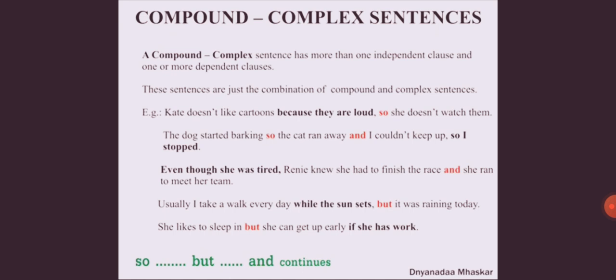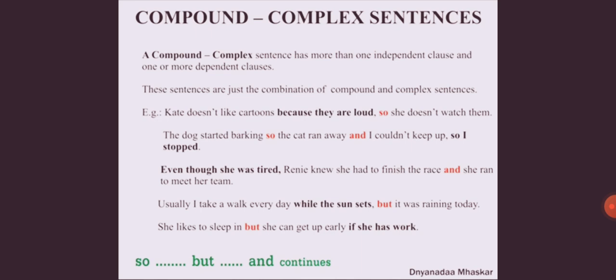Let us study a combination of compound and complex sentences. A compound complex sentence has more than one independent clause and one or more dependent clauses. These sentences are just the combination of compound and complex sentences. Let us see some examples. Kate doesn't like cartoons because they are loud, so she doesn't watch them. In this sentence, because they are loud is a subordinate clause, and so is a coordinating conjunction.